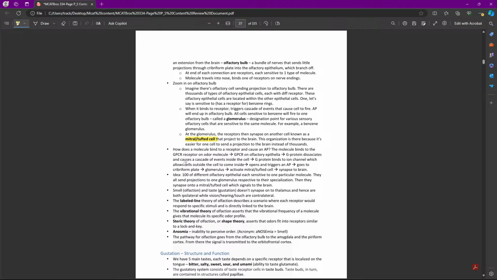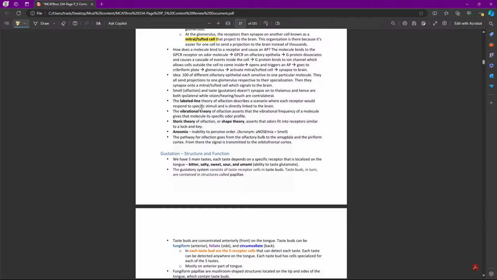Once it reaches the cribriform plate, it goes to the glomerulus, activates the mitral cell for that amplification, and then synapses to the brain. The idea: 100 different olfactory epithelial cells, each centered on one particular molecule, all send to the glomerulus, which all synapse to the mitral cell.